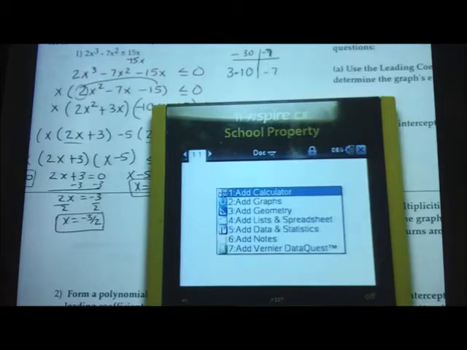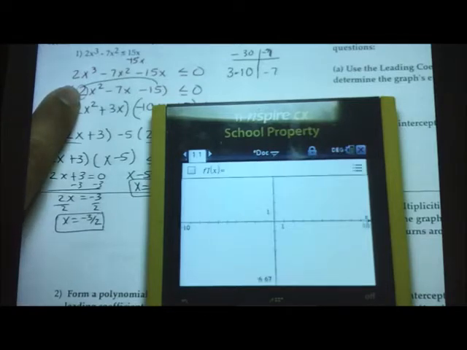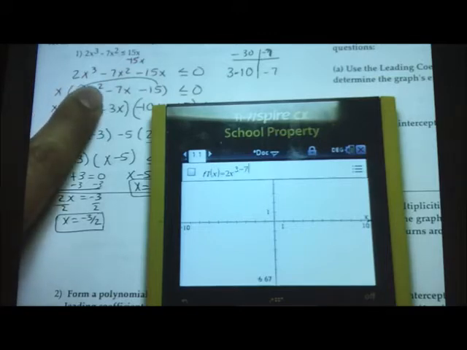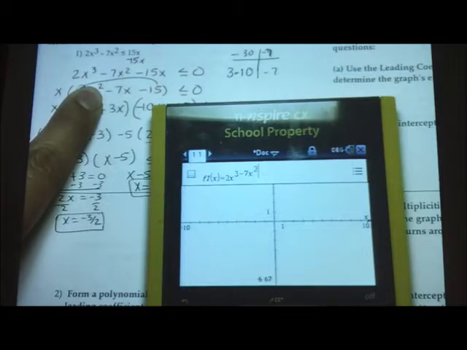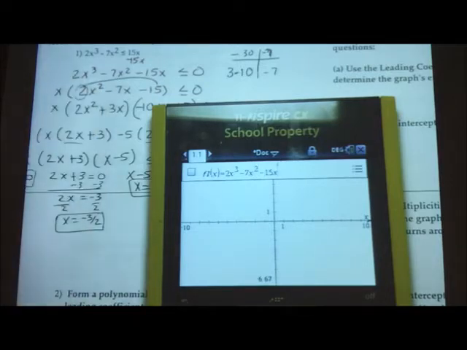Actually, this is what you could do, which is the easiest way. Your equation, this one, you could plug it into a graph: 2x to the third minus 7x squared minus 15x. Is that correct? Except I typed it completely wrong, right? Minus 7x squared minus 15x. Is that correct? I just want the equation.